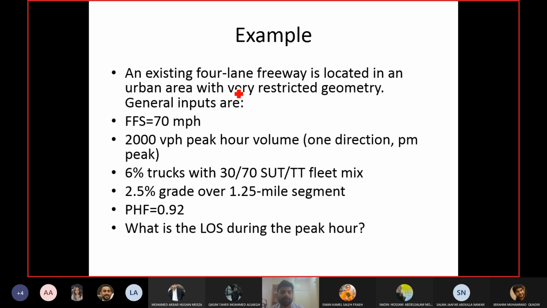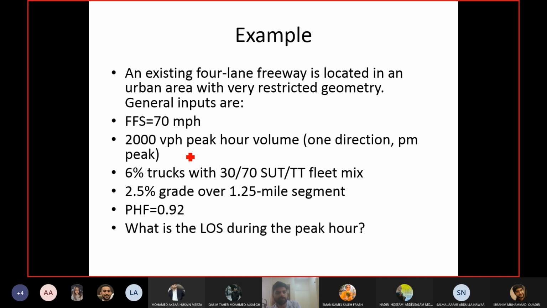Okay, we have a 4-lane freeway located in an urban area, restricted geometry, but we don't need to worry about the geometry right now because the free flow speed is already given. They either calculated it or went into the field and found the free flow speed themselves. We don't know which, but the free flow speed is 70 miles per hour.